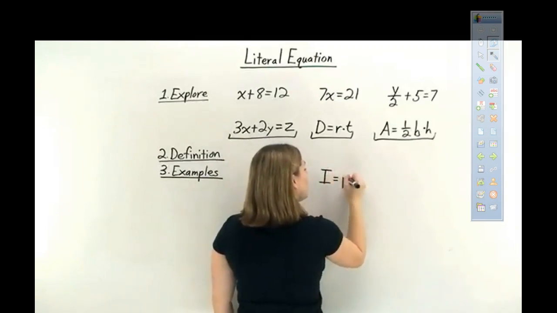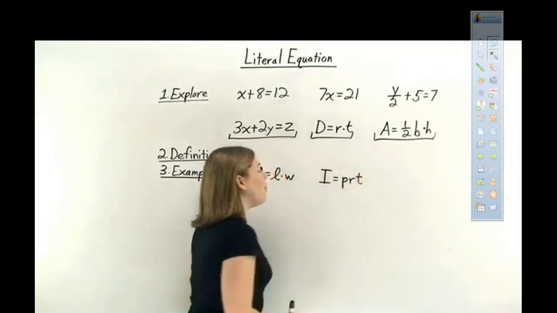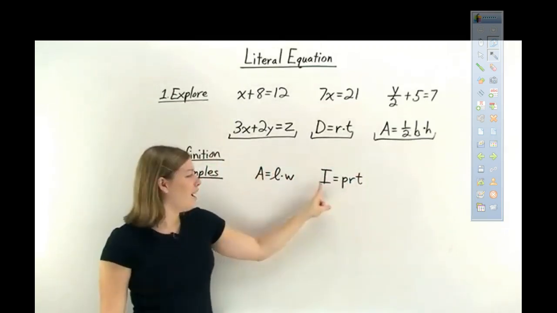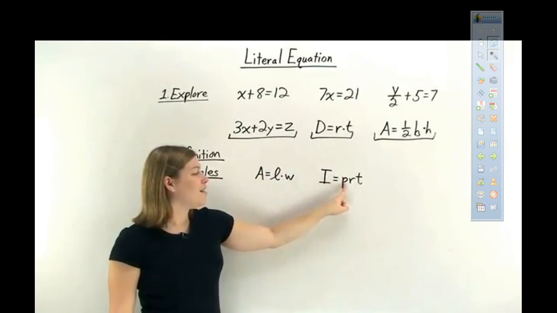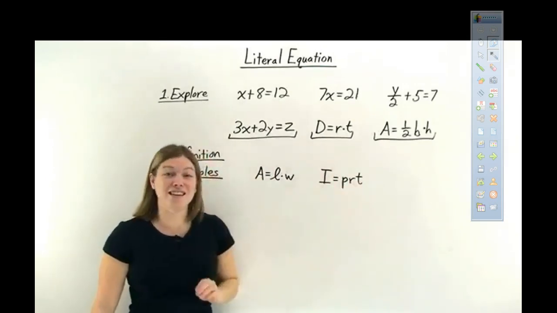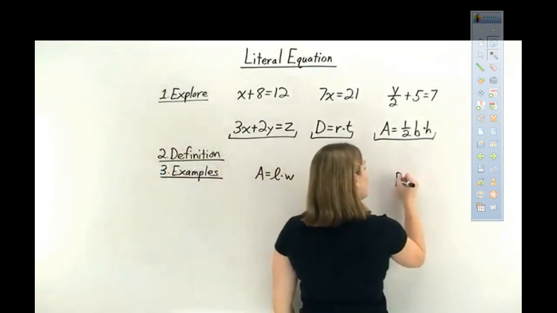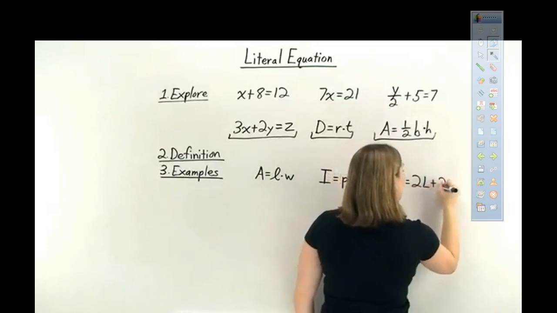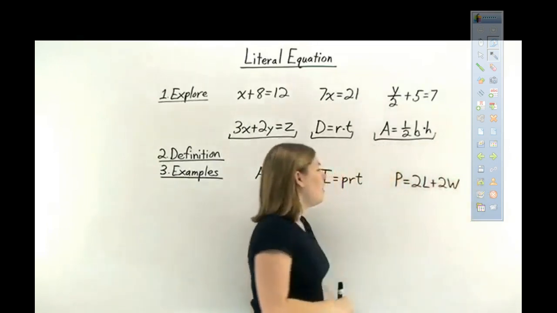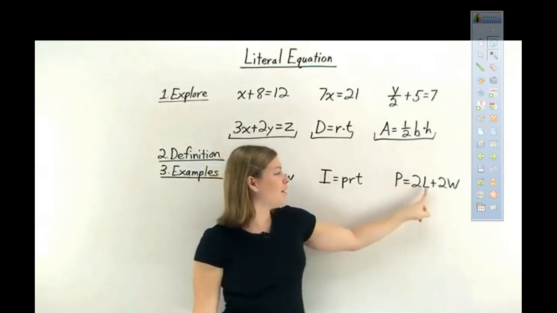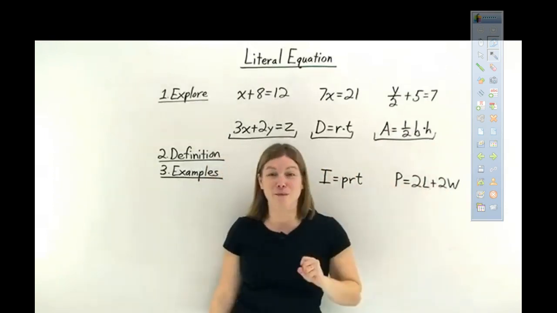Now, we can also have one like this. I equals PRT. This is a literal equation. It's the formula for interest. I is interest, P is the initial amount that we invest, R is the rate, and T is time. Or we could even have a literal equation like this. P equals 2L plus 2W. This is the formula for the perimeter of a rectangle. P is the perimeter, L is the length, and W is the width.